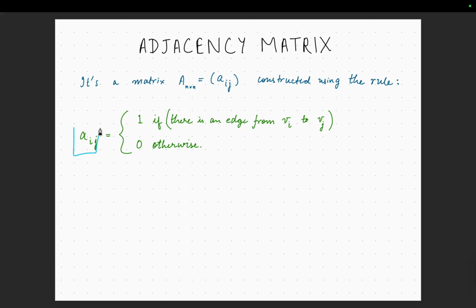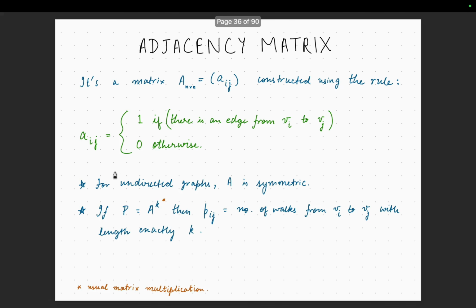Some interesting facts are that for undirected graphs, A is symmetric, because you would have an edge like this, for example, and so if you can go from I to J, you can come back from J to I as well. So Aij would be equal to Aji. But in directed graphs, that might not be the case. They don't need to be symmetric.